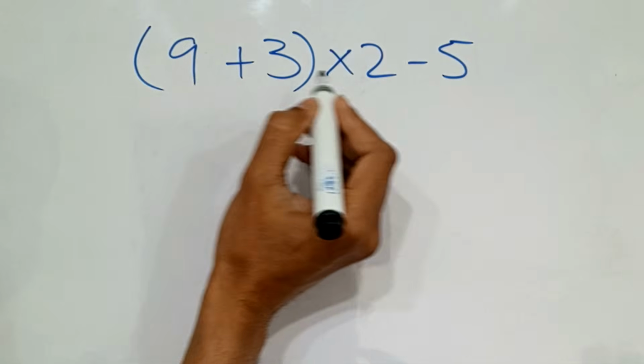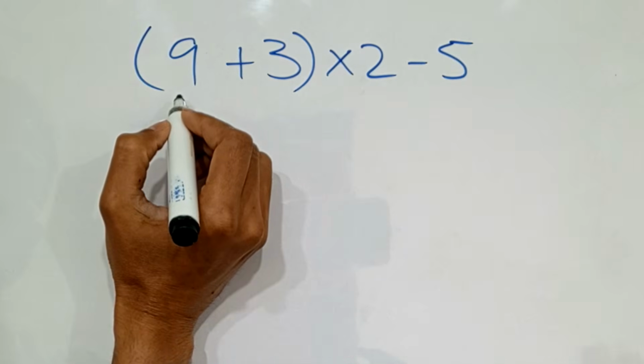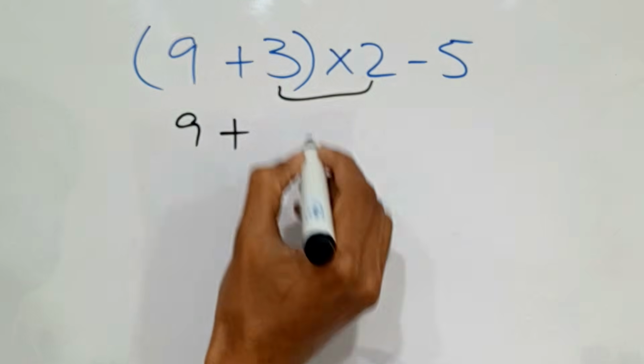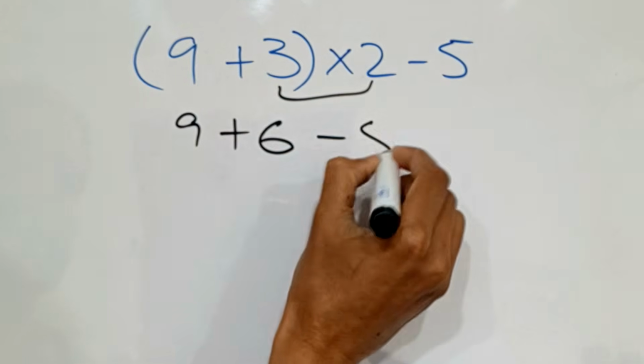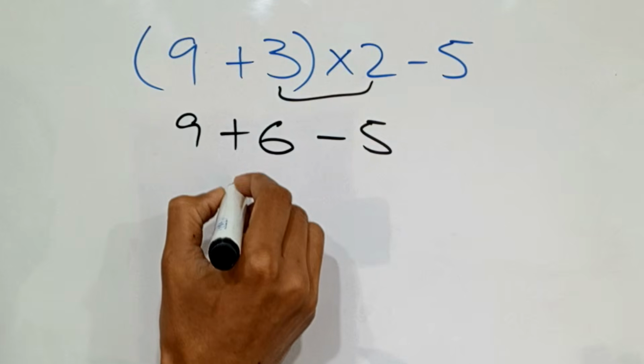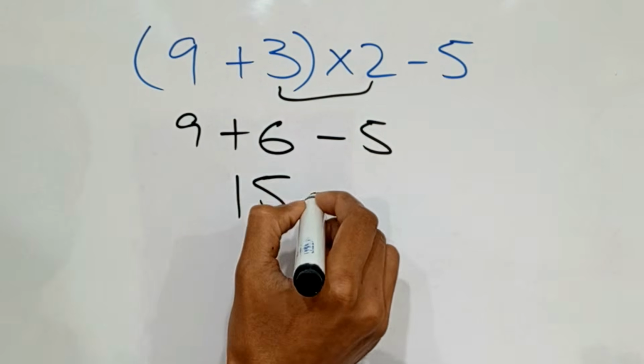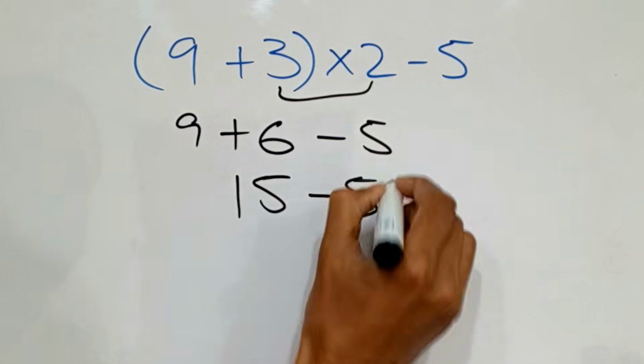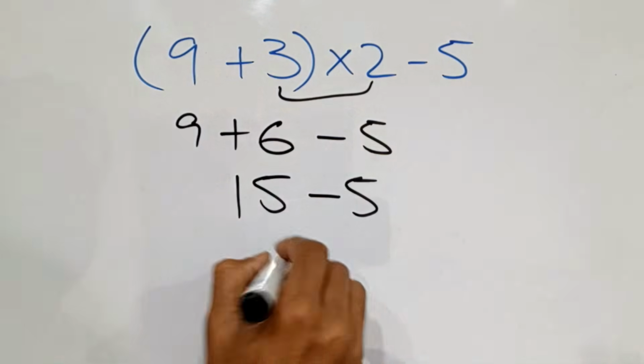Hey guys, we have 9 plus 3 times 2 minus 5. Now let's solve this step by step. 9 plus 3 times 2 equals 6 minus 5, right? Now 9 plus 6 equals 15. Sorry, 15 minus 5, right? Now 15 minus 5 equals 10.